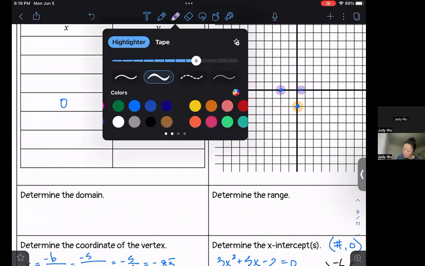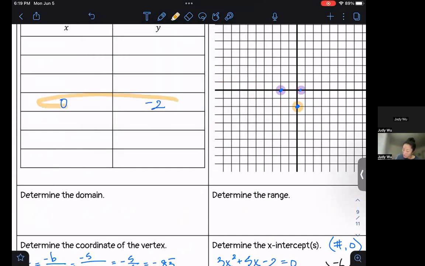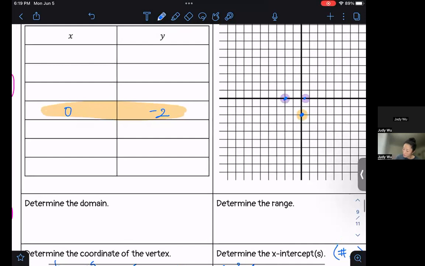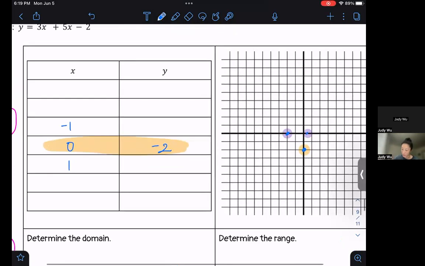Only because it seems like it's close enough to the middle that if I plug in points on either side, I will get the parabola, okay? So let's see what happens when we plug in 1 and negative 1, okay? Now again, because this is not the vertex, whatever I get for 1 is not going to be the same as what I get for negative 1, okay?